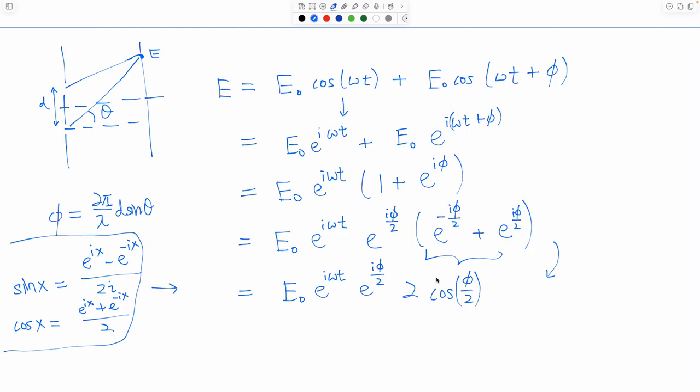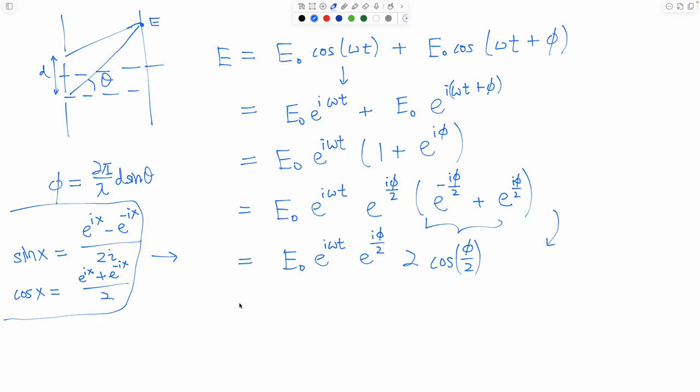But you'll see that actually it doesn't really matter. In the end, the function will still turn out to be the same. Okay, so moving on.